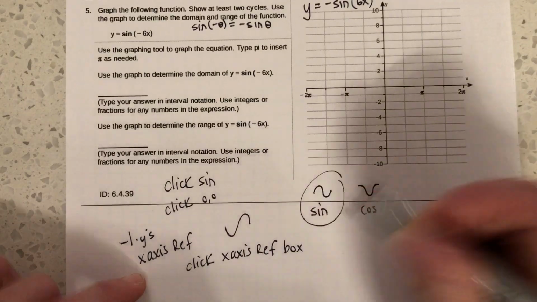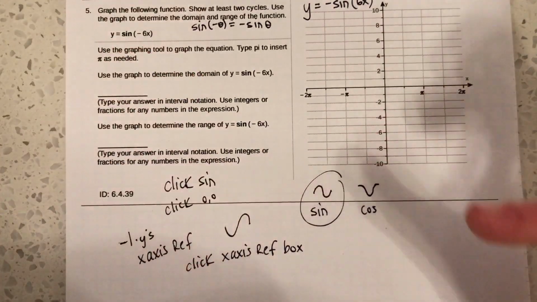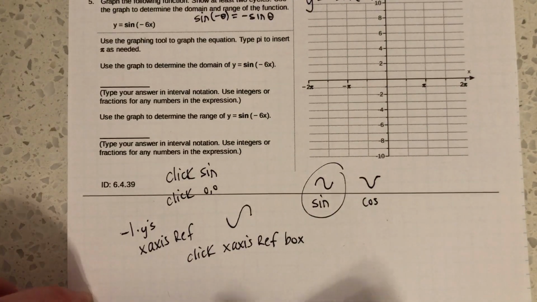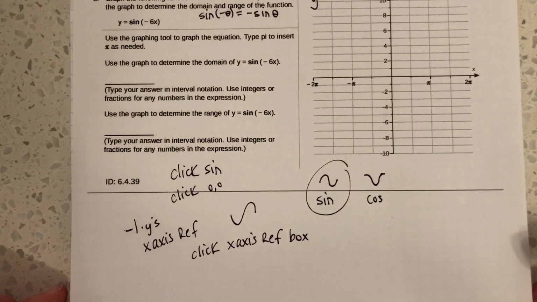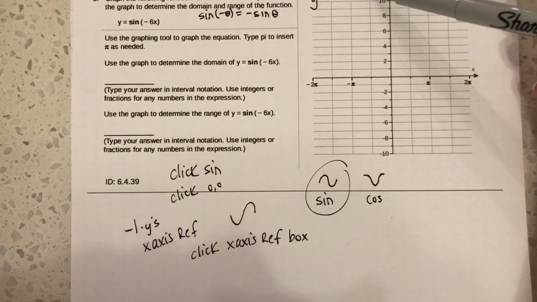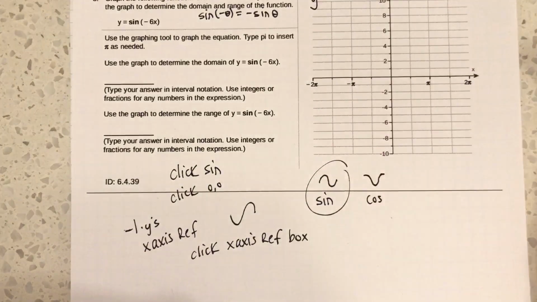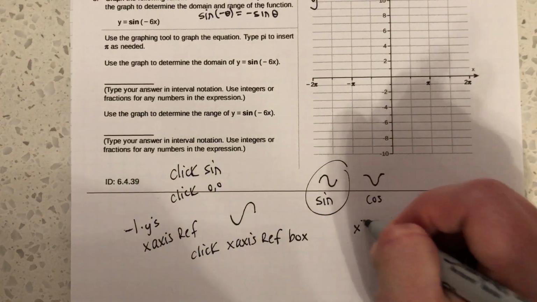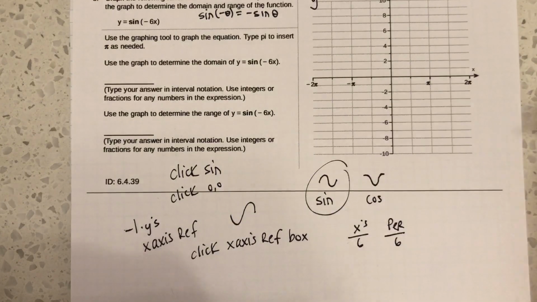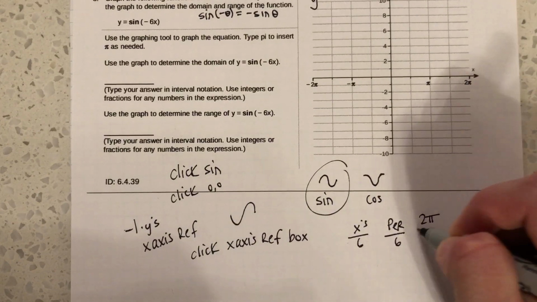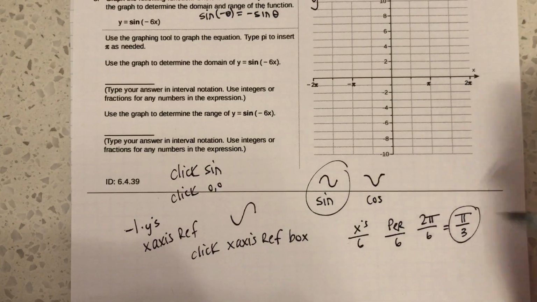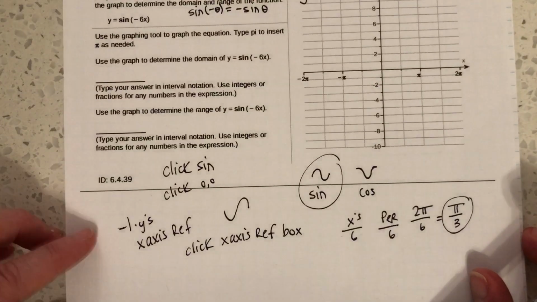Okay, because that little transformation gray box is going to pop up like it normally does. You want to click the x-axis reflection box, okay? All right. And then what else did it ask for? Oh, 6 times x, right? Well, really that means we would have taken the x's and divided them by 6. So take your period and divide it by 6. So 2 pi divided by 6 becomes pi over 3. So now your new period is pi over 3.